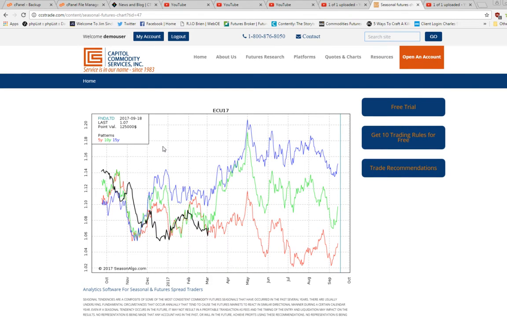You click on ethanol and it prompts a 5-year, 10-year, and 15-year seasonal along with the current price. So the black line is the current price in early March of 2017. The red is the 5-year, the green is the 10-year, and the blue is the 15-year seasonal. So what does that mean?